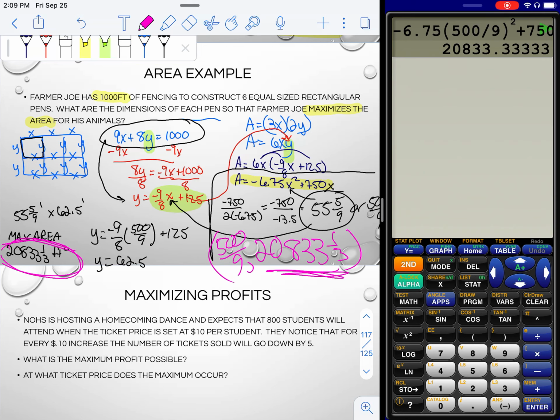So that's a nice thing at the end. You love it when a plan comes together, when the output of our vertex, our maximum area, actually matches what our max area would be given the situation: length times width times 6 pens. So right there's confirmation that we did something right. Again, I apologize for that little hiccup there.